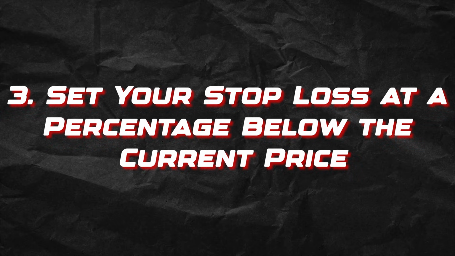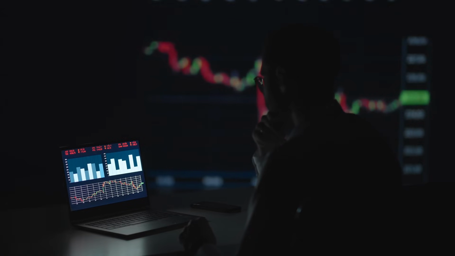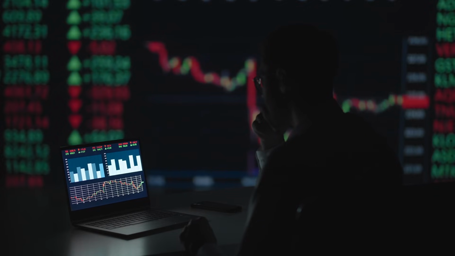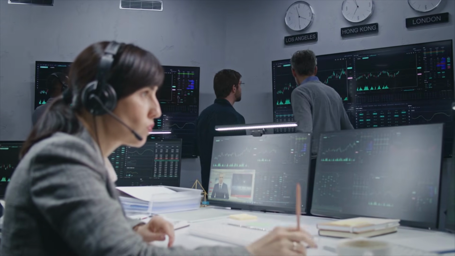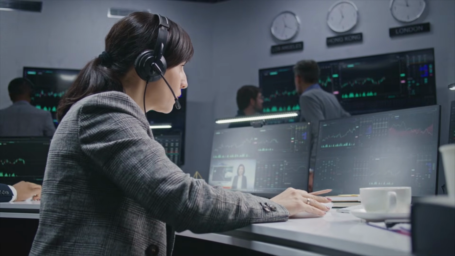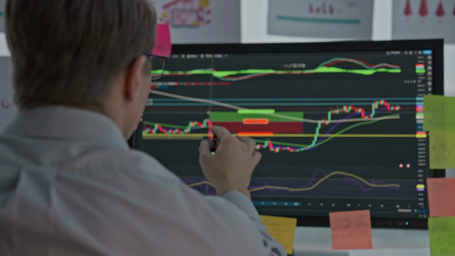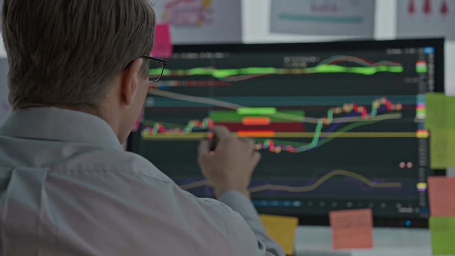Set your stop loss at a percentage below the current price. Another method is to set a stop loss at a fixed percentage below the current price of the option. For example, if you buy an option for $5, you might set a stop loss at 10% below the purchase price, meaning the stop loss would trigger if the option falls to $4.50.